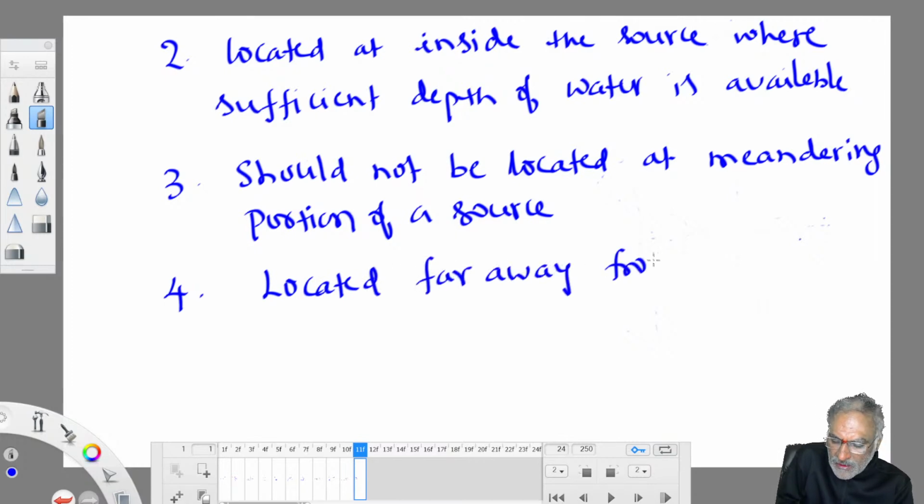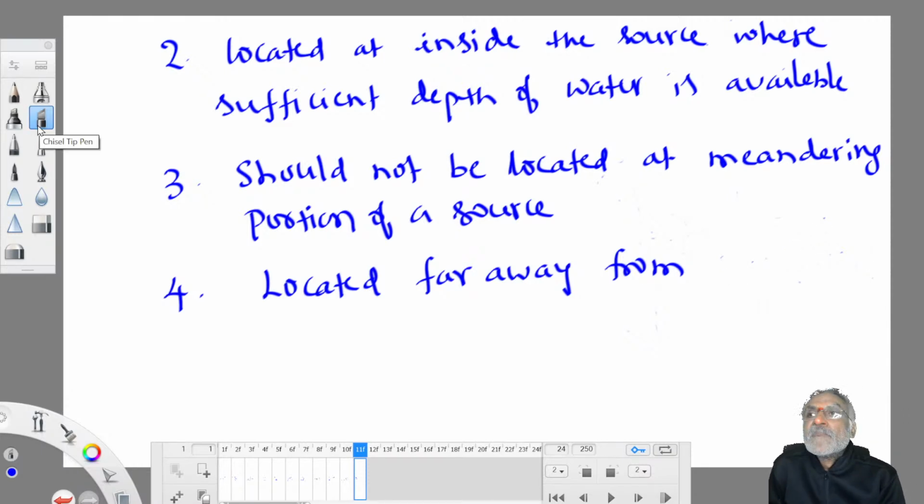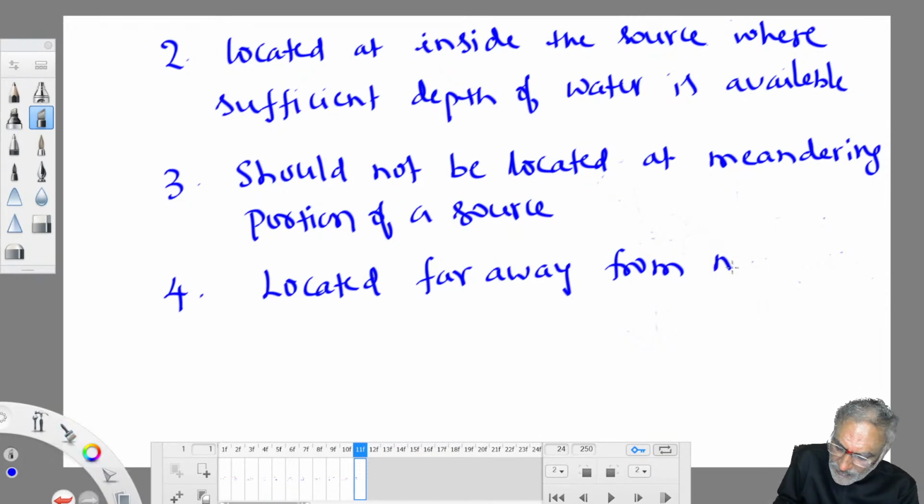Far away from navigational points. This is also an important point, because rivers and water bodies are used as a means of transporting goods by using ships, vessels or steamers. Cargo is transported, isn't it? So they will be discharging their waste into the water, contaminating the water. Therefore, it should be away from navigational points. Close to navigational points, we should not locate the intake tower.